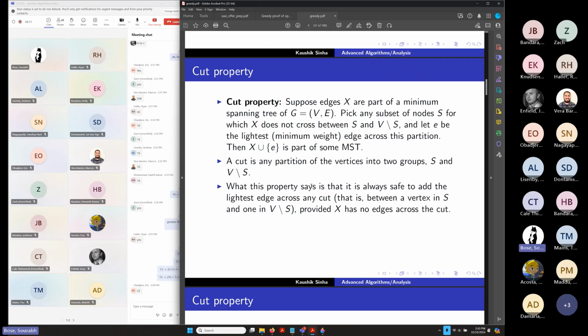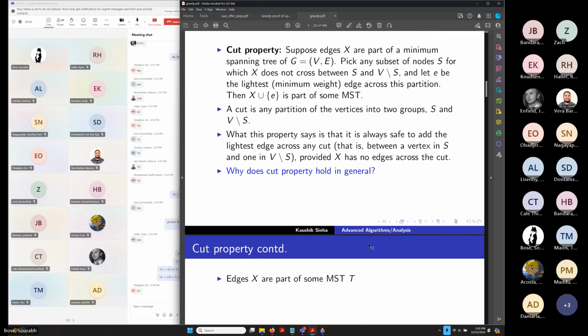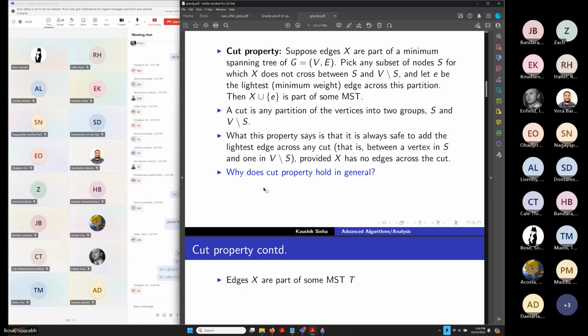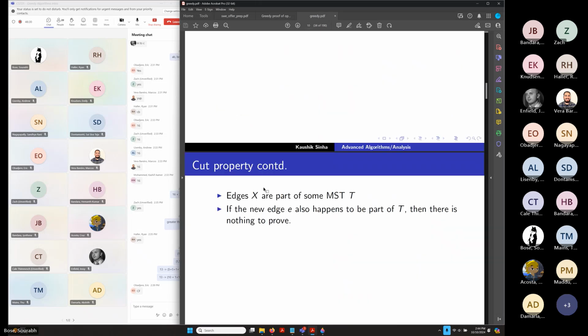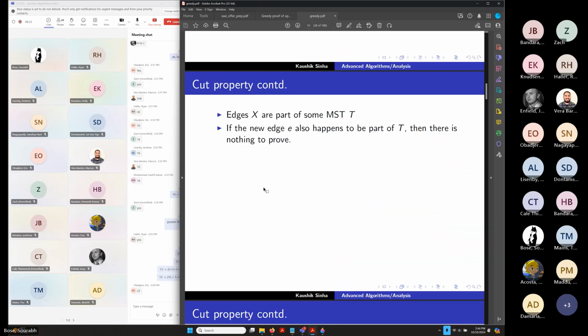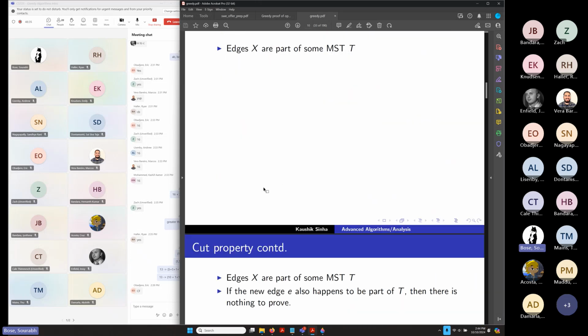What this property says is that it is always safe to add the lightest edge across any cut, that is, between a vertex in S and one not in S, provided that X does not already have any edges across the cut. So why does the cut property hold?